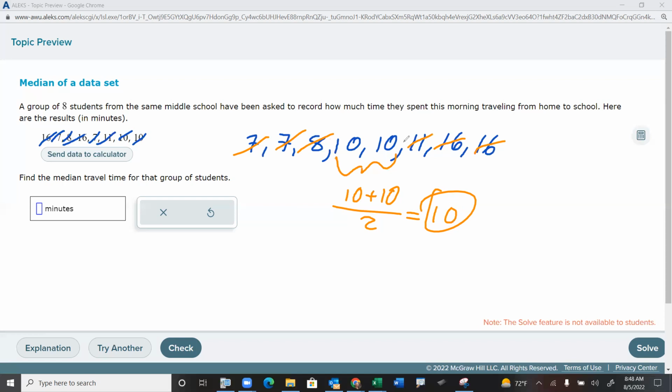But yeah, so if there is no middlemost number because there is an even number of numbers, then you just find the mean of those two middle numbers, and that'll be your answer for the median. So those are the only two situations you'll encounter.